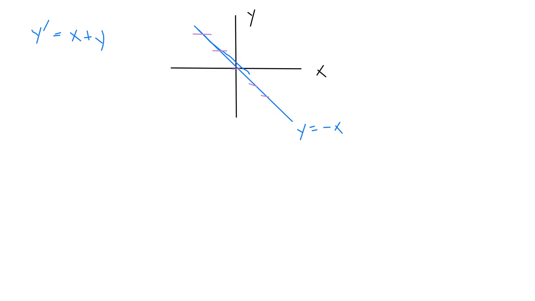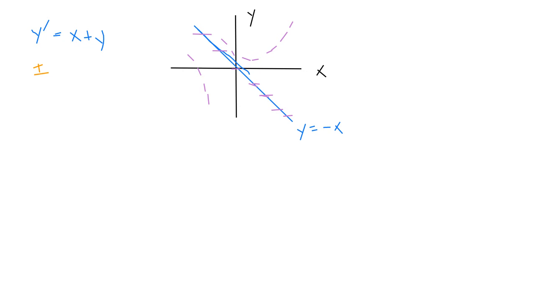all the slopes here are horizontal. Okay, and there's a lot of other slopes in the direction field, a lot of other activity going on. But along that line, y equals negative x, all the slopes are flat. Why is that?